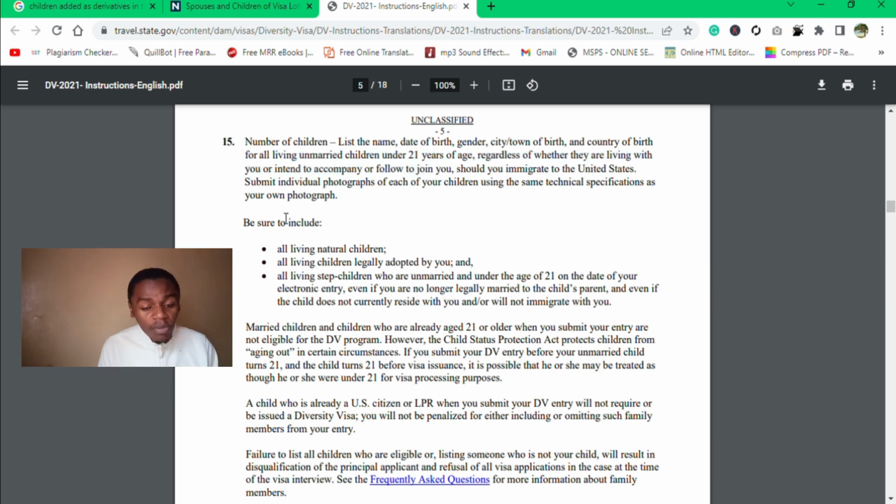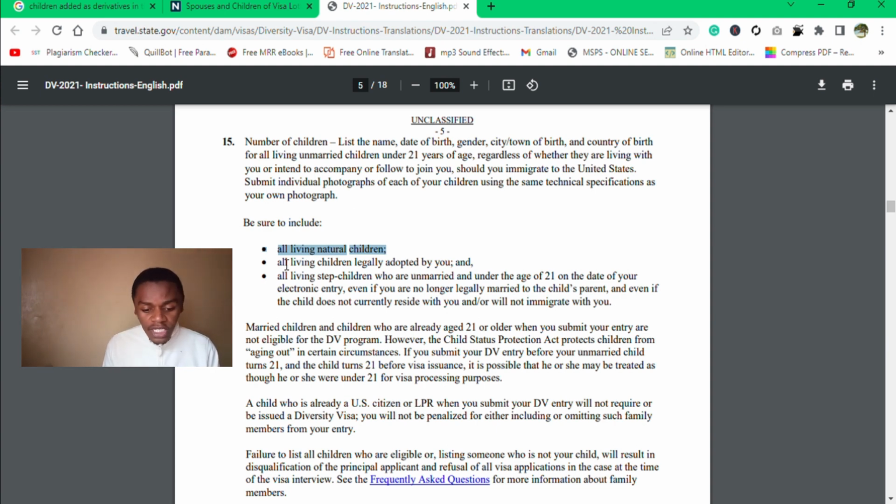And as you proceed down below here, you see that we have 3 categories of children that qualify as derivatives in the application. The first category of children, as you can see here, include all living natural children. And this means all the children that you have given birth to, or all the children that are biologically yours, they are eligible to be added as derivatives in the application.